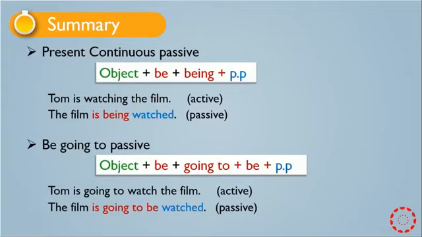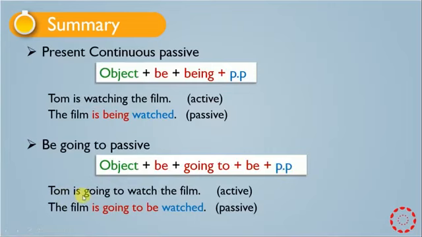This is the rule of be going to passive. As you see here, we have an object at the beginning, and then we have verb to be, or we can say verb be, and then we have going to. After going to, we have be also here, and then we have pp.